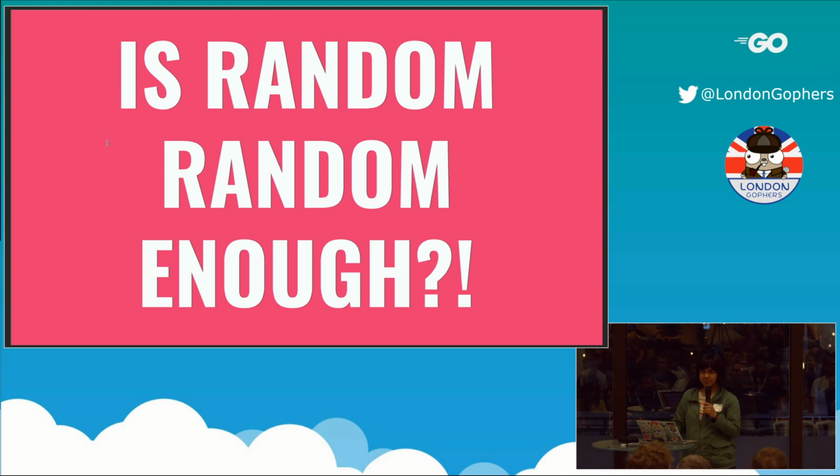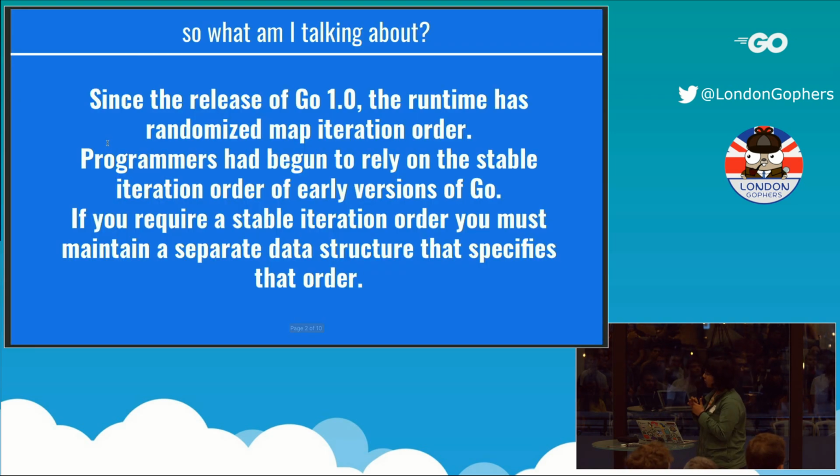My talk is about Go maps and something that I found that was kind of funny and interesting. It should have been a Go Foundation talk, now that I realize. But anyway, I'll go ahead. So, what am I talking about? This is from the maps documentation of Go. It says, since the release of Go 1.0, the runtime has randomized map iteration order.